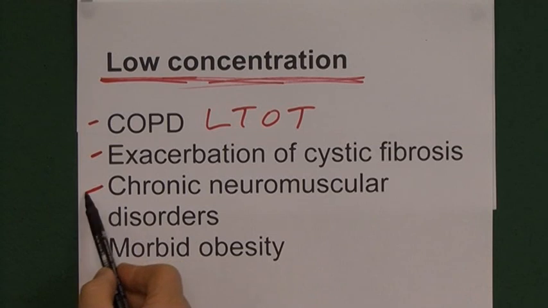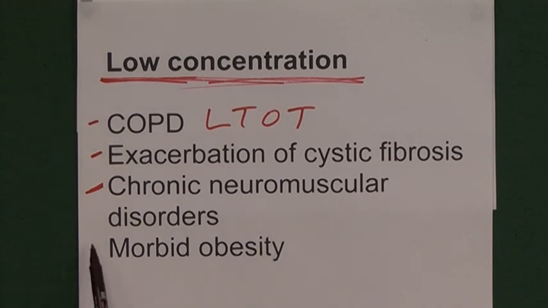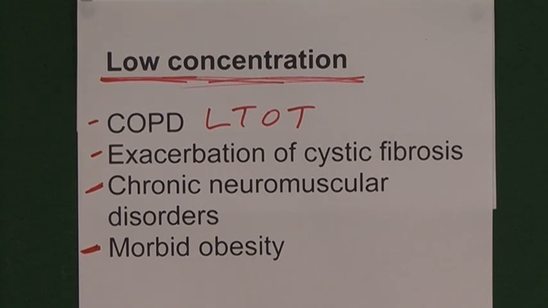Chronic neuromuscular disorders where there's not adequate ventilation for neuromuscular reasons: motor neuron disease, myasthenia gravis, chronic neurological disorders and muscular disorders. And even some patients with morbid obesity who just find it very difficult to breathe can benefit from low concentrations of oxygen, often over a prolonged period of time.